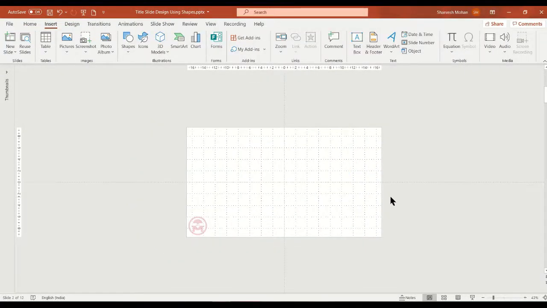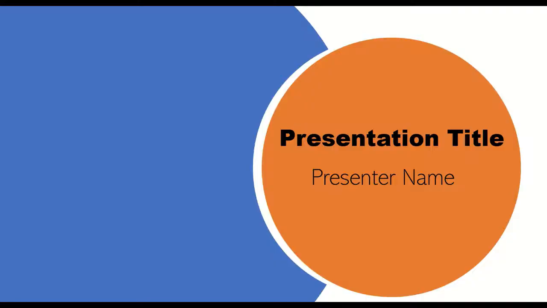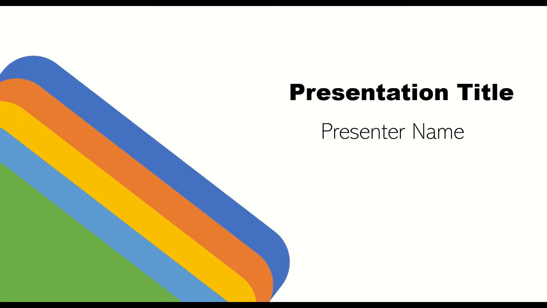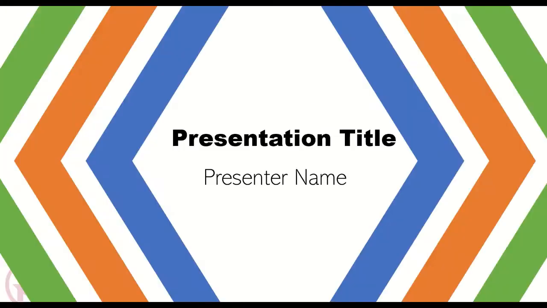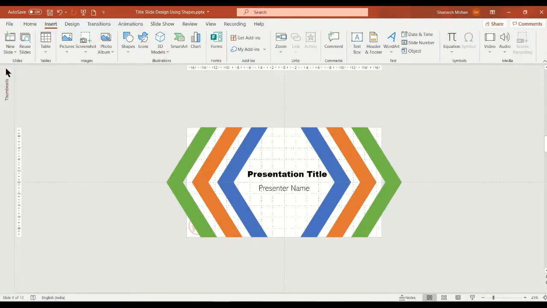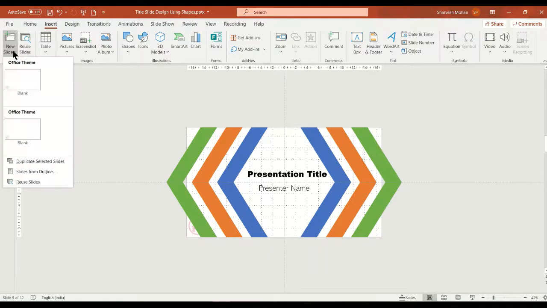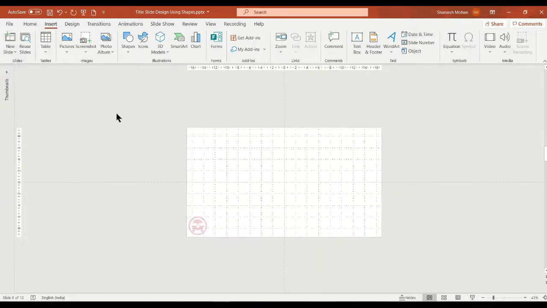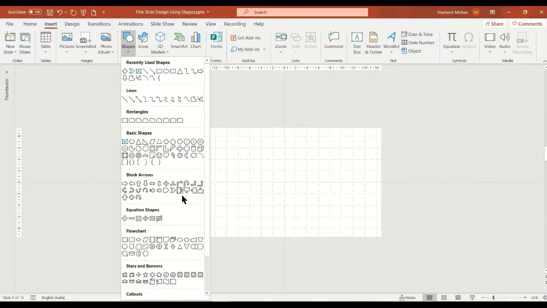So far we have created 3 slides using the oval shape, the rounded corner rectangle, and the arrows. The last slide we are going to create using the diamond. Let's go to new slide, select the blank presentation, go to shapes, and select the diamond.